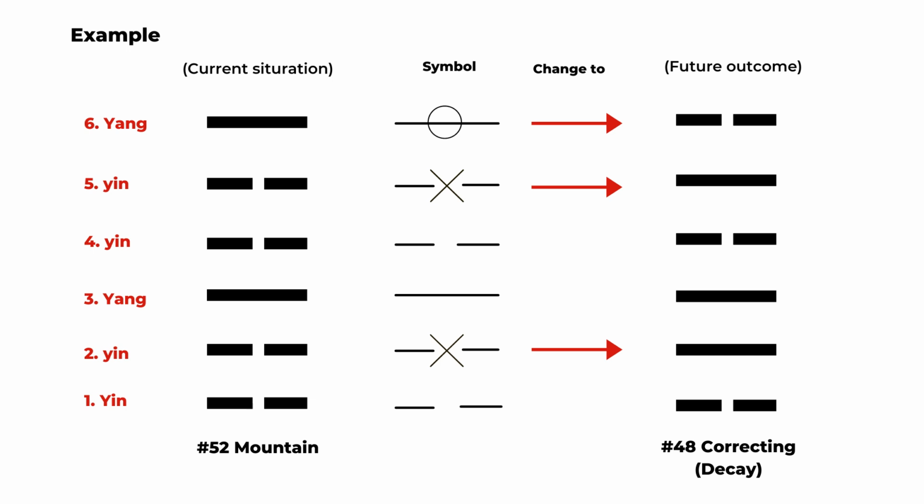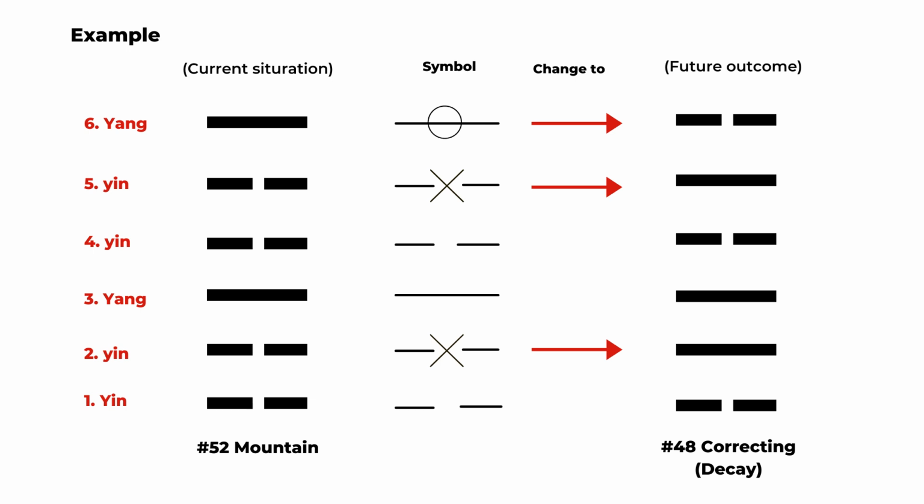Some of them will have changing lines. Sometimes none of them will be changing lines. It really depends, and that's fine too. So in this example, I have yin in the bottom. That's the first yao. And then the second one is also yin, but it's a changing line. So we mark that down and then continue.